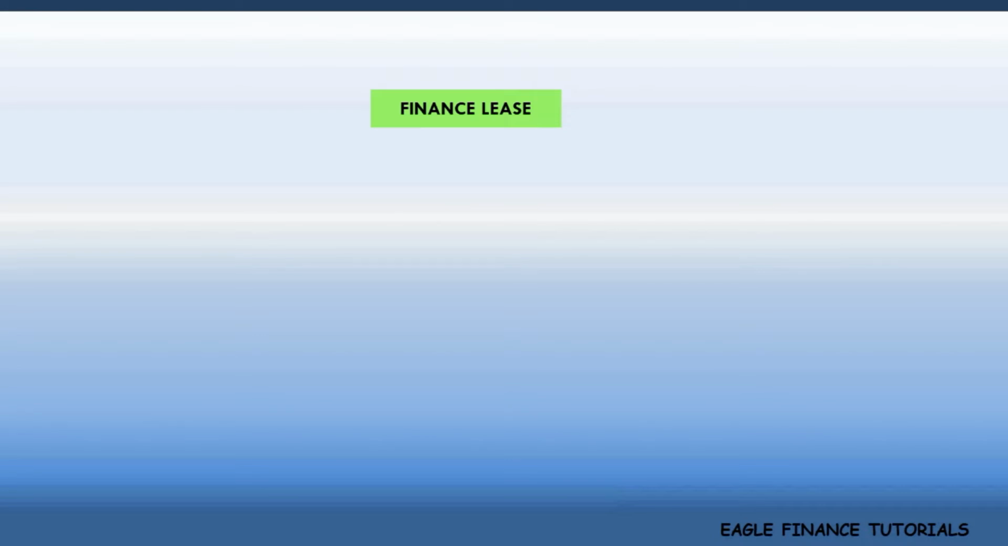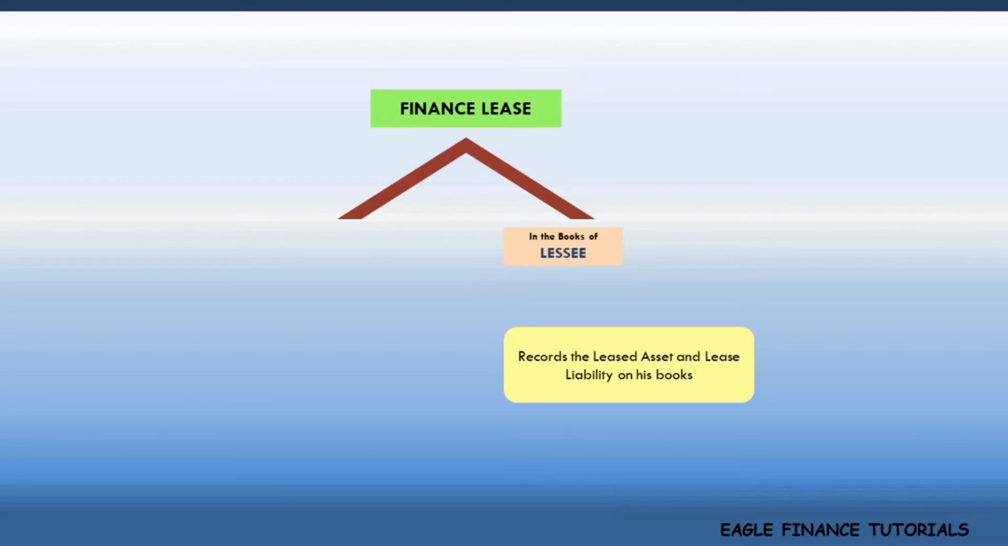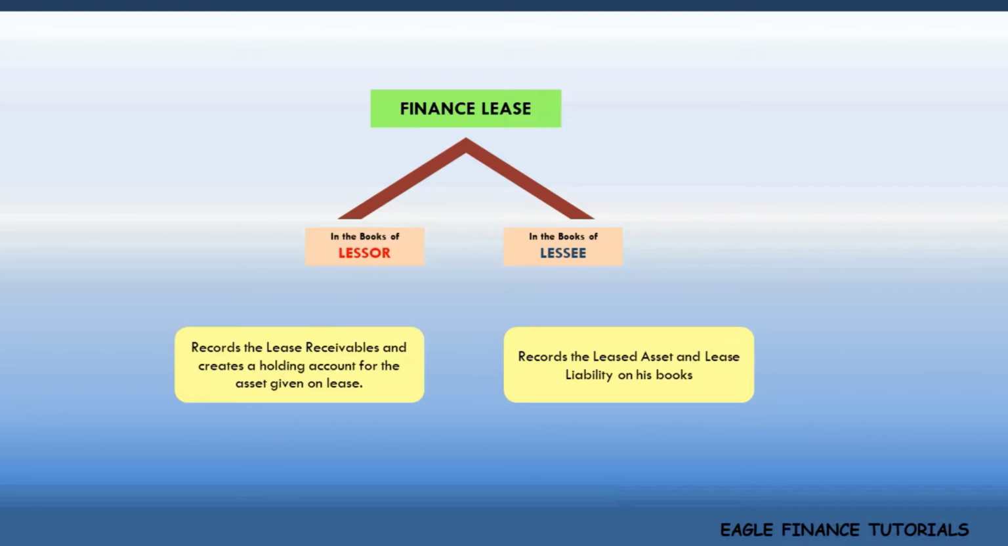In a finance lease, the lessee brings on his books of accounts the asset taken on lease and also records a liability towards that to the lessor. And the lessor similarly makes entries to remove the asset given on lease from his collection of assets and also records the receivables from the lessee. We shall first learn the accounting entries in the books of the lessor.